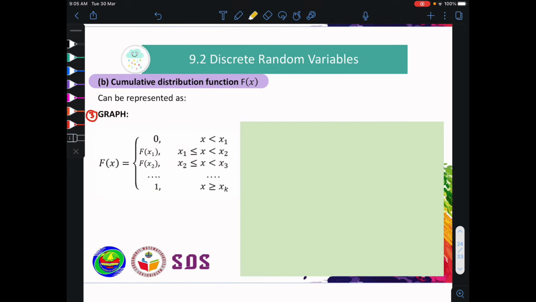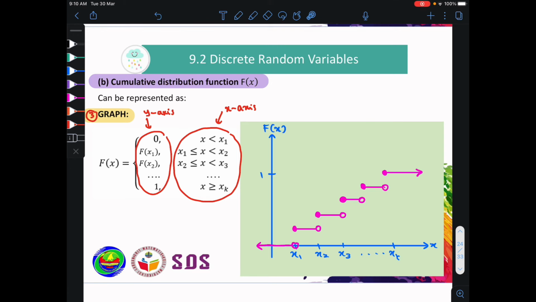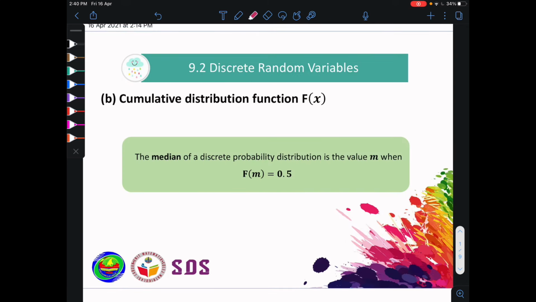F(x) can also be represented as a graph. To sketch the graph, you will need to use the piecewise function. For the x-axis, we will use the values of x, and F(x) will become the y-axis. Hence, when you sketch the graph of F(x), it should look something like this. Note that the highest value of F(x) is 1. The median of a discrete probability distribution is the value m when F(m) is equal to 0.5.